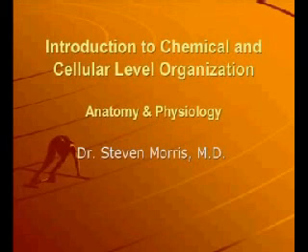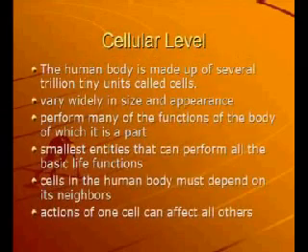I'm continuing with the lecture series for Anatomy and Physiology 1. This will be an introduction into chemical and cellular level organization. The previous lectures have detailed the chemical makeup of the human body, starting at an anatomical and then a molecular level. We'll now go into some of the chemical and cellular level organization aspects of the human body.